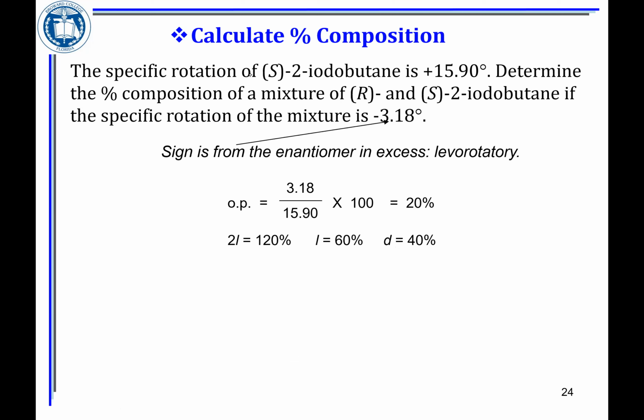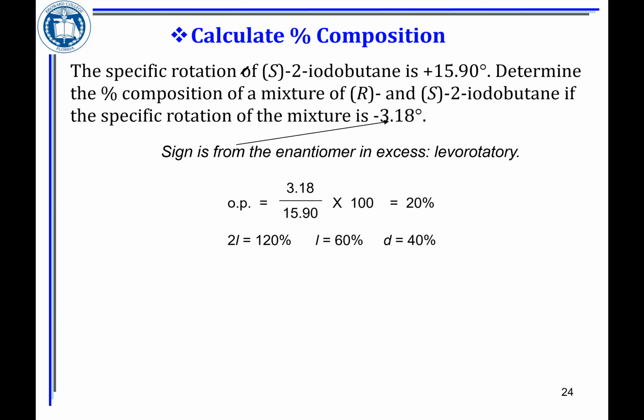No questions? So one more time, for a compound to rotate plane polarized light, it must be chiral. In order to be chiral, it must have a chiral center, and that happens about 90% of the time. Your compound that is chiral contains a chiral center 90% of the time.